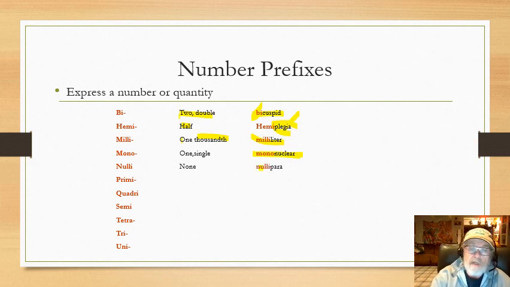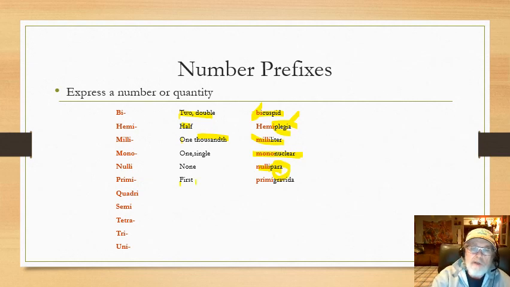Nulli means none. Nulli para. Para means delivery. Not like Amazon or Uber Eats or something like that, but delivery in regards to a child. So if a lady is nullipara, it means that she's never had a delivery before. Okay, so basically nulli means none. Think about that. If you watch English soccer, nil means null, none. Okay, zero.